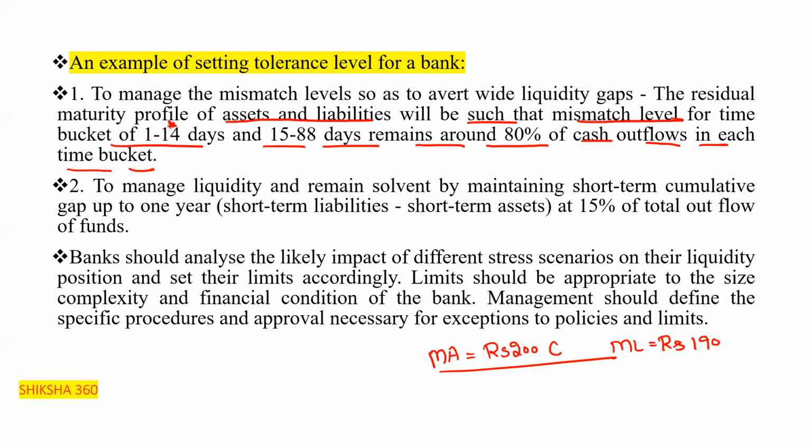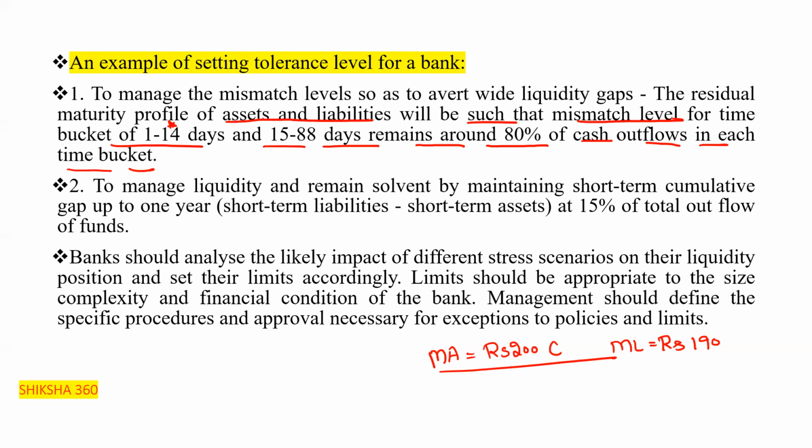That is, it constitutes 80% of the cash outflows, that is, we have to pay that much. So the residual maturity profile of assets and liabilities will be such that the mismatch level for the time bucket of 1 to 14 days and 15 to 28 days remains around 80% of the cash outflows in each time bucket.